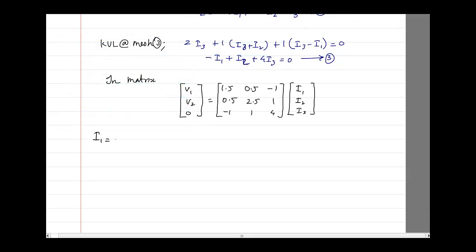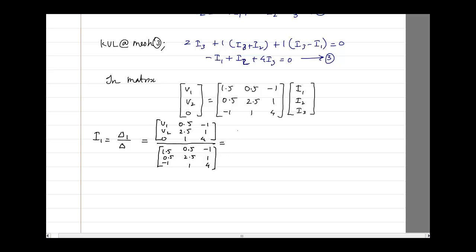So what is I1? I1 is going to be delta 1 divided by delta. You can see delta 1 is going to be replacing the first column with V1, V2, 0. The rest remains the same: 0.5, 2.5, 1; minus 1, 1, 4, divided by delta. Delta is the whole matrix, which is 1.5, 0.5, minus 1; 0.5, 2.5, 1; minus 1, 1, 4.